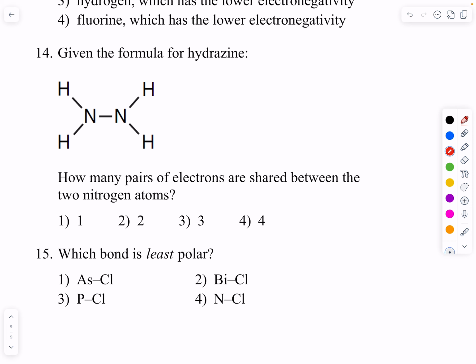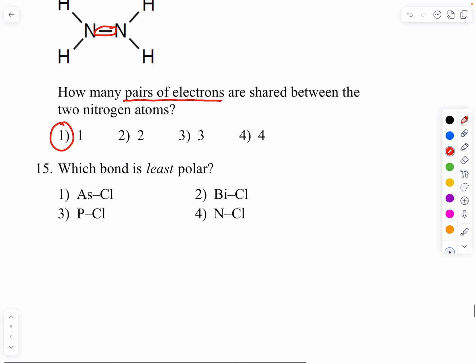Given the formula for hydrazine, how many pairs of electrons are shared between the two nitrogen atoms? Now, this question is difficult because it says pairs. It does not say how many electrons. If it said how many electrons, the answer would be 2. But it's asking for the pairs of electrons shared between the nitrogen atoms. There's only one. A line is a pair of electrons.